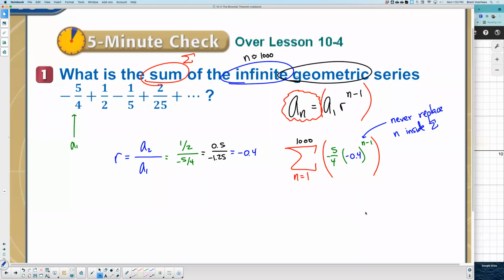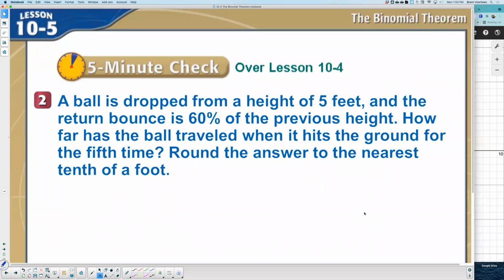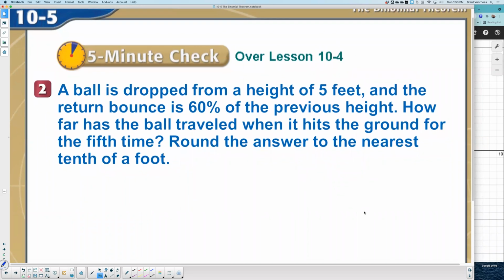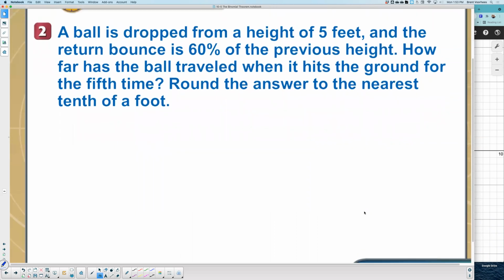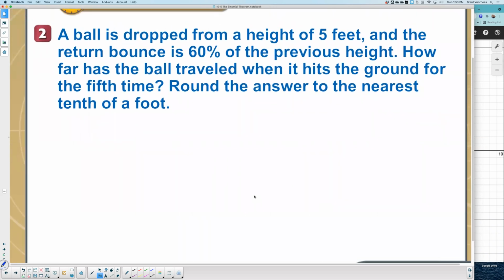Now let's take a look at number 2. A ball is dropped from a height of 5 feet, and the return bounce is 60% of the previous height. How far does the ball travel when it hits the ground for the 5th time? Round your answer to the nearest 1/10 of a foot. So we saw this at the end of lesson 10.3. I'm going to do a quick sketch, and you can walk me through the change we made to make the problem easy to use the calculator.